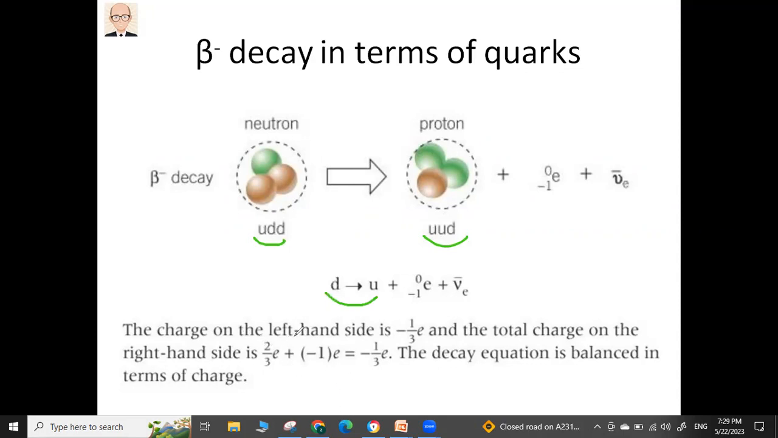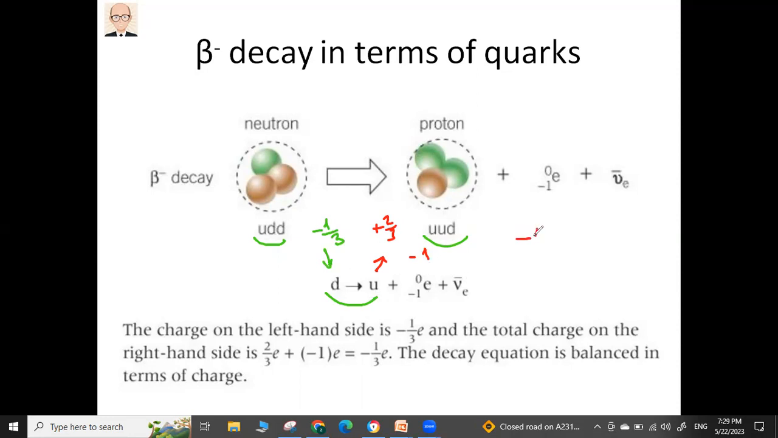Okay, the charge on the left hand side is -1/3. If we look at the total charge before the arrow, we know that the charge of down quark is what? -1/3. And after the arrow, it must be the same, the total charge must be -1/3. So let's check. If we look at the right side of the equation, after the arrow, the charge of up quark is what? +2/3. And the charge of electron, -1. And charge of neutrino, no charge.